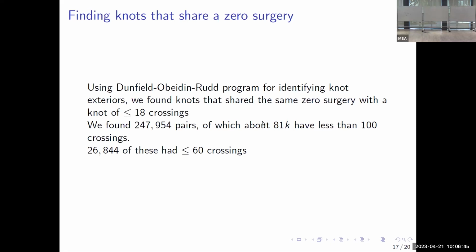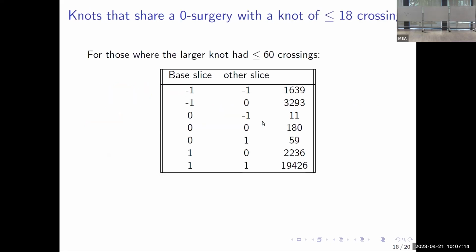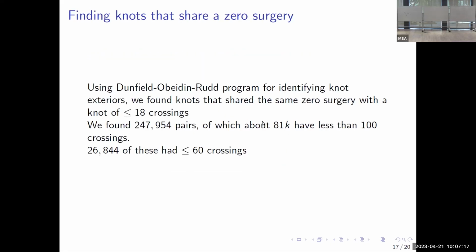For most of our invariants, you really want the knot to have less than 50 crossings, because all the invariants start taking a very long time to compute beyond that. But if you're okay with taking a longer time, you can go up to 60 crossings. So we looked at this sample where we had a pair where one knot was in our sample of less than or equal to 18 crossings, and the other one had less than or equal to 60 crossings.